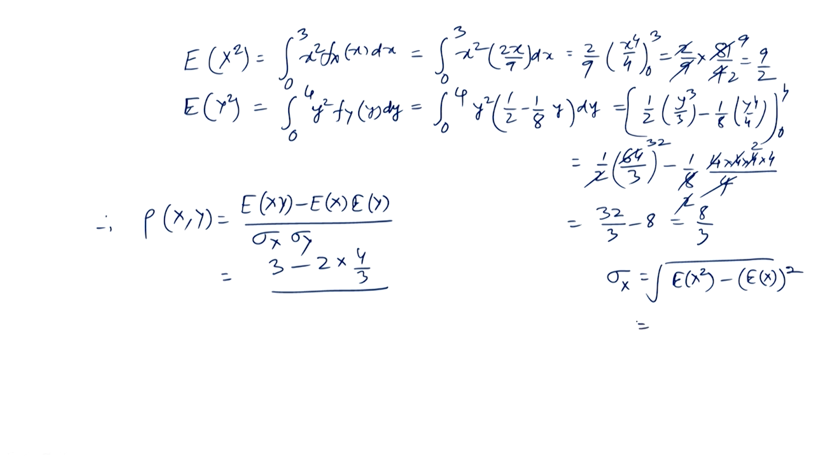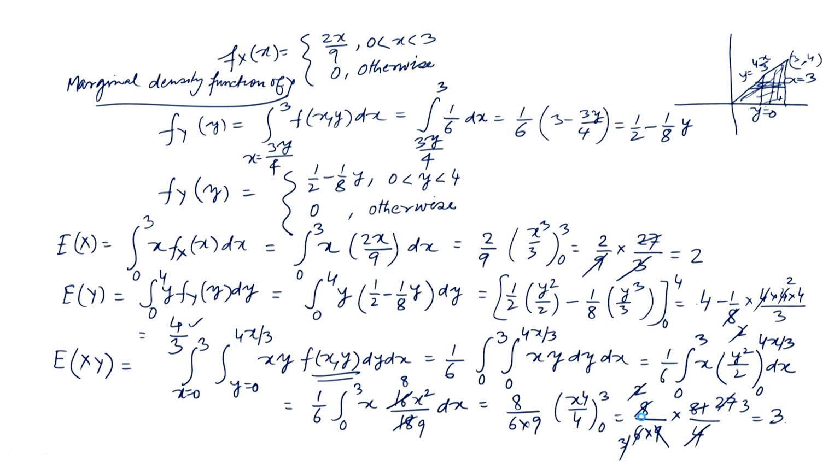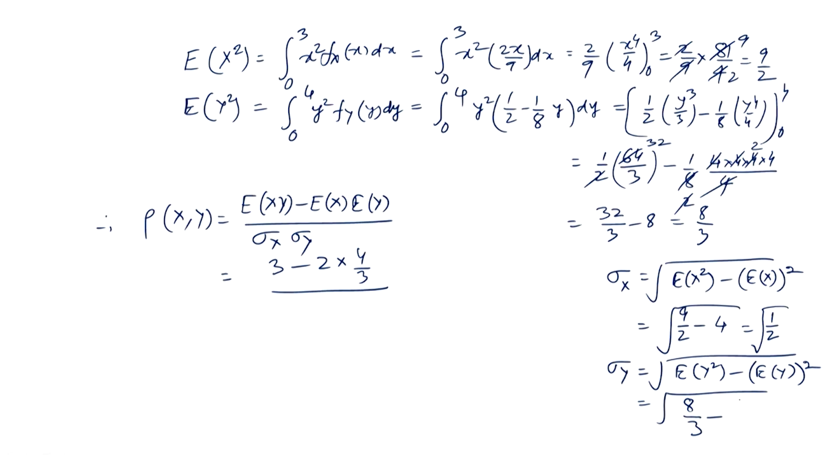E(x square) we found is equal to 9 by 2 and E(x) we found to be equal to 2. So 2 square is 4, and we get 1 by 2. So sigma x is square root of 1 by 2. And sigma y equal to square root of E(y square) minus E(y) whole square. E(y square) we found to be 8 by 3, so 8 by 3 minus E(y), which we found to be equal to 4 by 3, so 4 by 3 whole square.